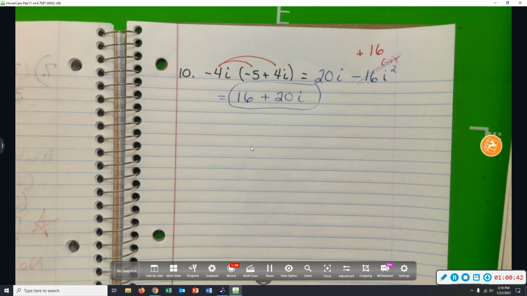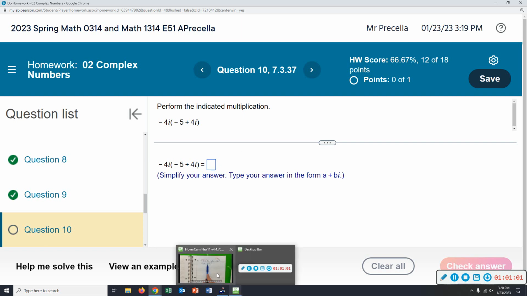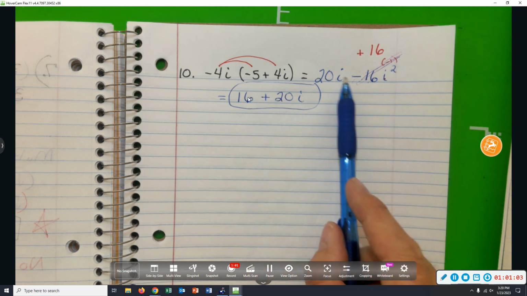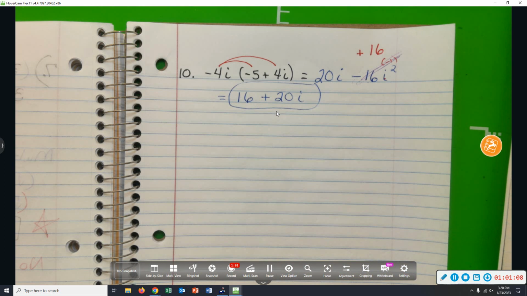Look at the answer. Look at the instructions. I believe it says write in the form A plus Bi. Yes, it does. It doesn't say write in the form Bi plus A. Okay, the i term should be at the end. So, is it clear why I wrote it like this? Depending on who the programmer at Pearson was programming this problem, they might take 20i plus 16, but they may not.